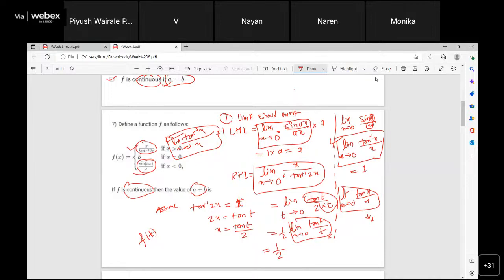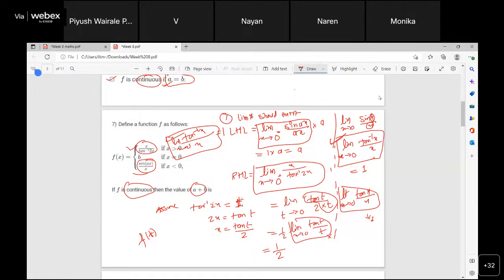Sir, can we divide numerator and denominator by 2x? Yes, I am coming to that. If we know that limit x tends to 0, tan inverse of x upon x equals 1, you can simply use this. Divide and multiply by 2x, and this expression will now become 1. And here you can get 1 by 2. Yeah, exactly, that thing you can also do. This is the fastest technique, but you should know this property.